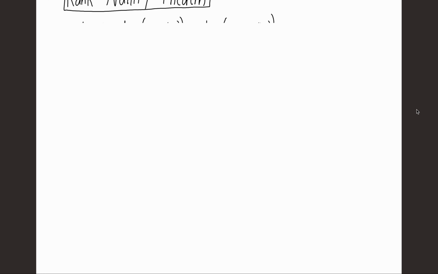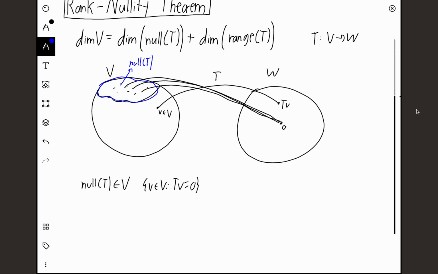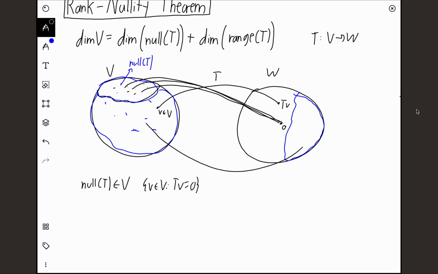And then the other case that can happen is all the other vectors, so every other vector here. If you imagine a 3D example, if all the vectors on a line get sent to the 0 vector, then every other vector on the 2D plane gets sent into just random vectors in W. And now let's imagine we have a subspace in W here, and all of the vectors here from V get sent into this subspace in W.